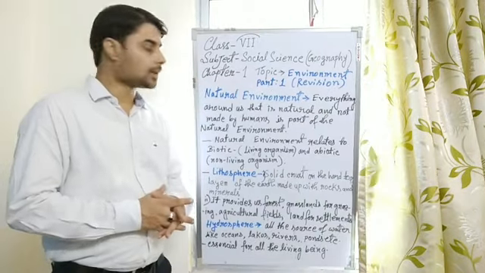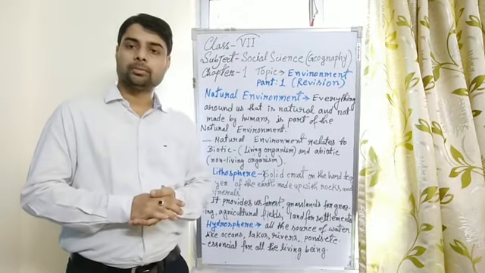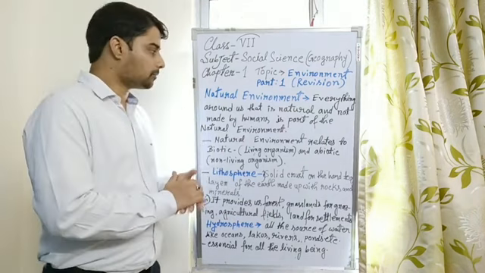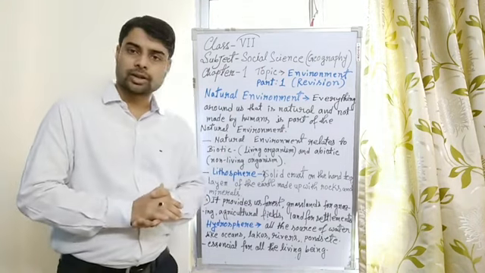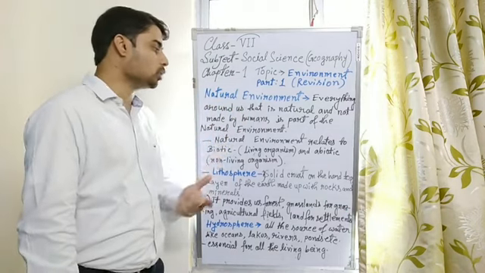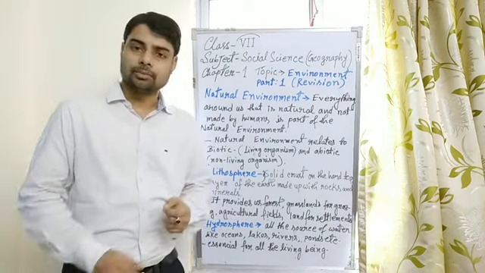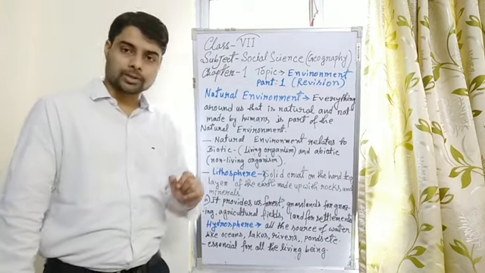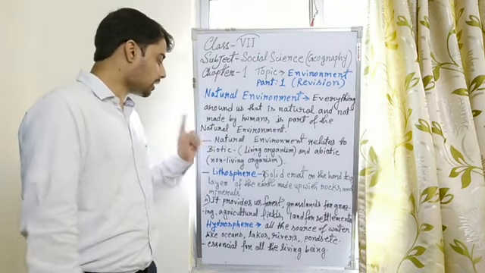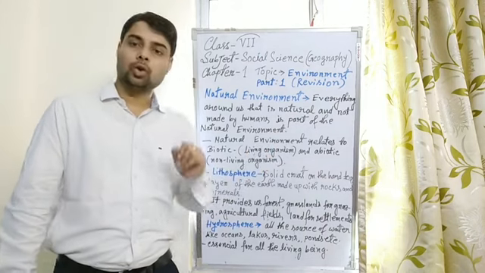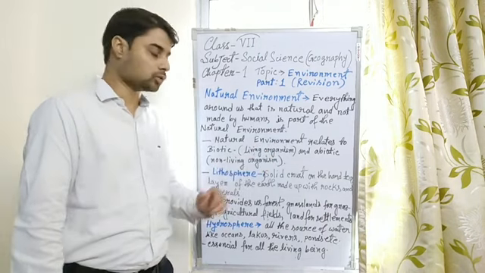Okay, now we will discuss the natural environment and all the components of natural environment one by one. First we have to know what natural environment is. Everything around us that is natural and not made by humans is a part of the natural environment. And natural environment also comprises two things, that is biotic and abiotic conditions. What is abiotic?